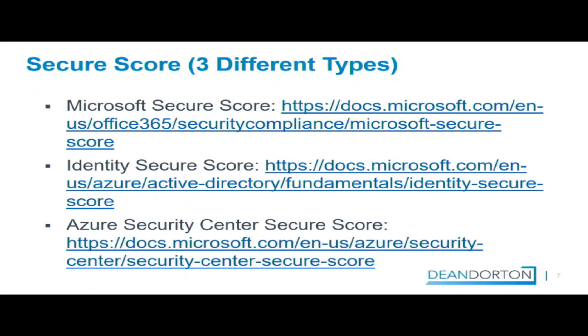So to start with the secure score, there are actually 3 different types. I've seen some confusion on this. There's a Microsoft Secure Score, which includes a rating on 6 different categories. There's an Identity Secure Score that applies to your Azure Active Directory. And then there's an Azure Security Center Secure Score. That's only relevant if you are using Azure for your infrastructure, for your virtual machines.